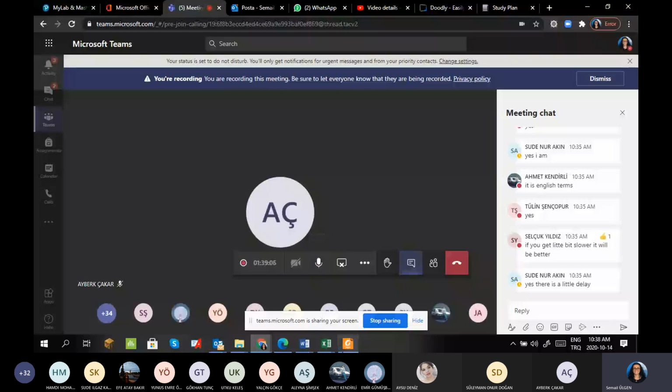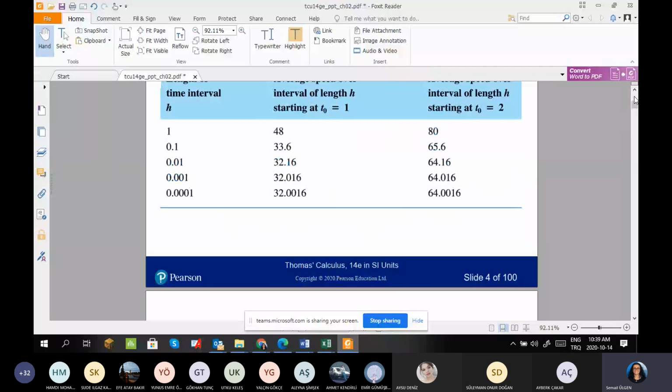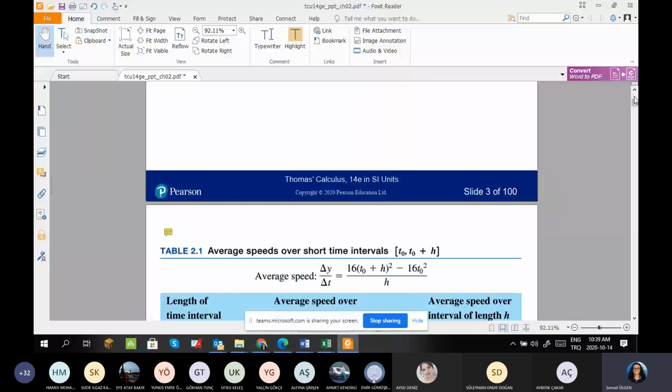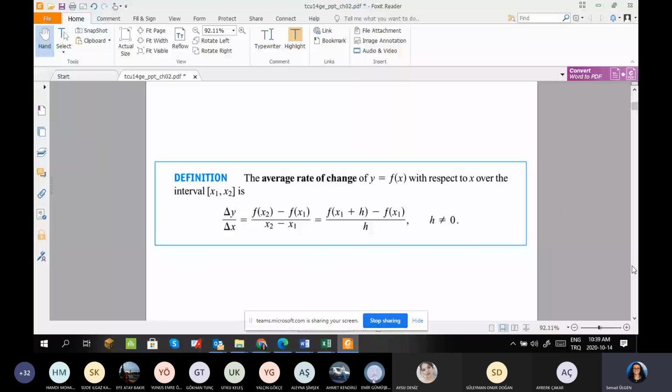Here, the average rate of change of y equals f of x with respect to x over the interval. Now, if you remember, in the previous slide for the average speed, instead of x we had the time, t, right? Here we just generalized this. x may represent time if we use it for velocity, speed, etc., or it may mean something else, okay? So we have this x variable here instead of the time variable t. f of x2 minus f of x1 over x2 minus x1.